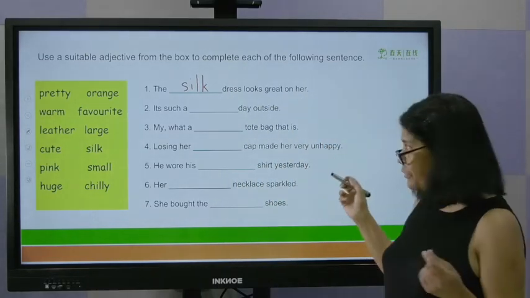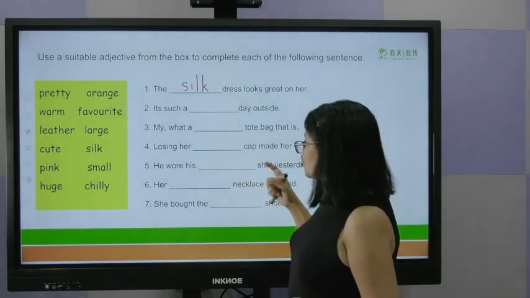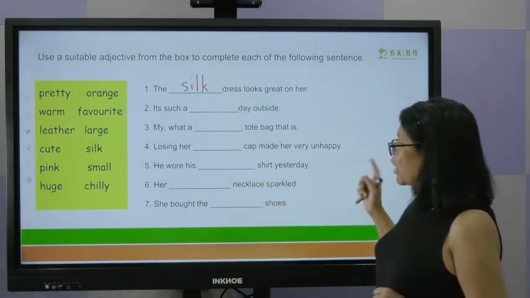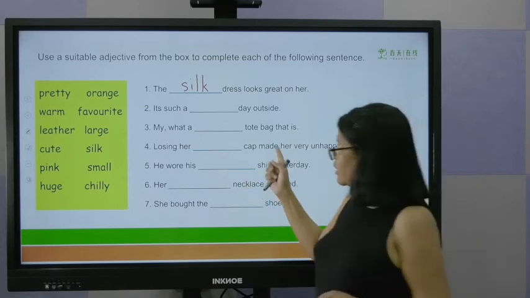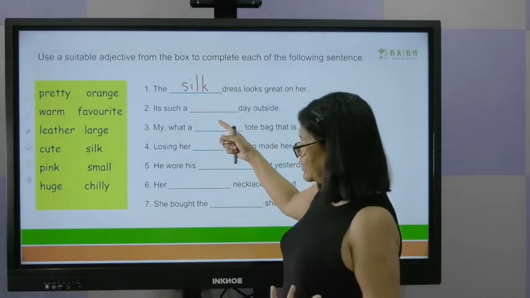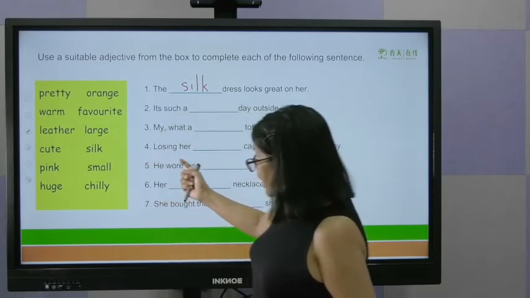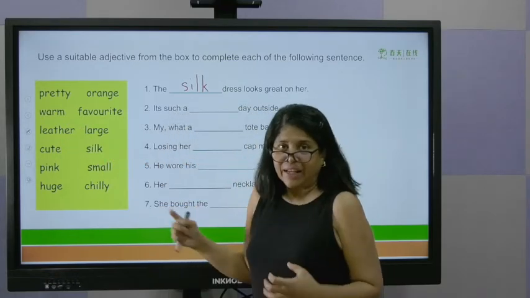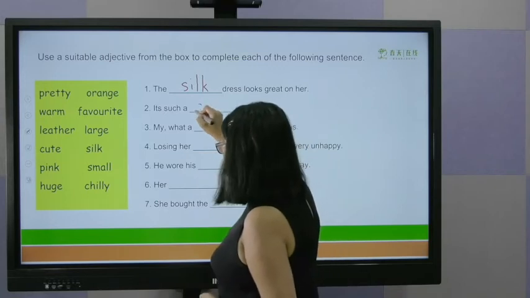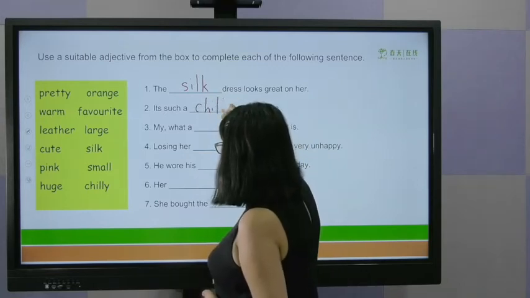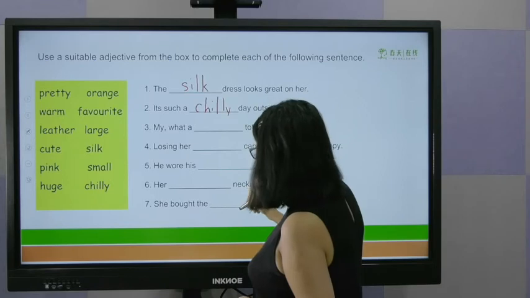So silk is material. The next one, it's such a like day outside. What can be suitable for day, to describe day? The adjective that you can use for day could be, it's a warm day. It could also be a chilly day. Chilly is cold. So let's put chilly there. It is a chilly day outside.